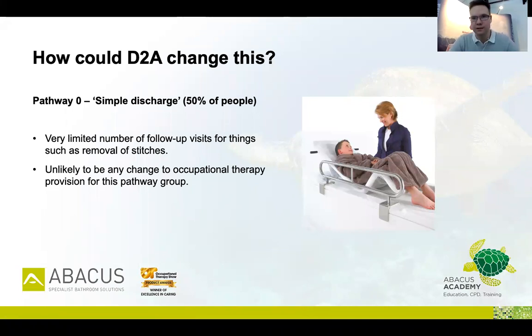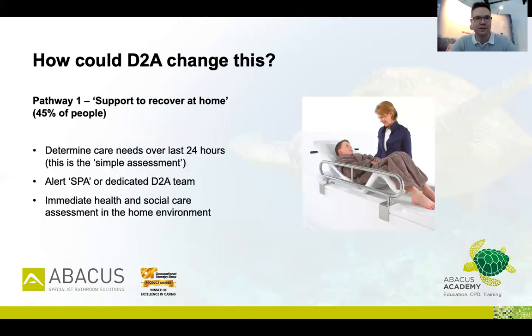Some of this reinforces things we've already said. So pathway 0, simple discharge, 50% of people, very limited number of follow-ups, but it's for things like removal of stitches. Unlikely to have any change to occupational therapy provision for this patient group. But that is a discharge to assess pathway. So everybody who goes home with nothing and doesn't need it, they are still discharged to assess. They are part of that discharge to assess process. I can't reinforce that enough.